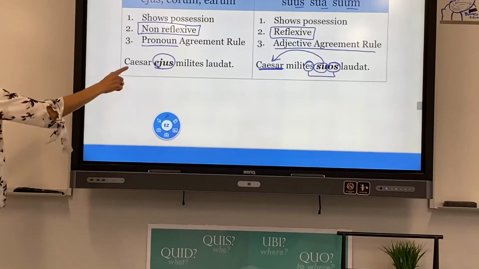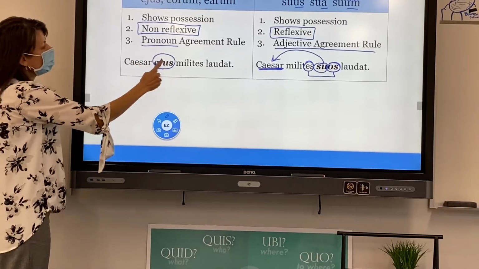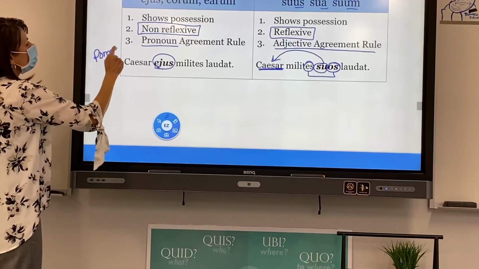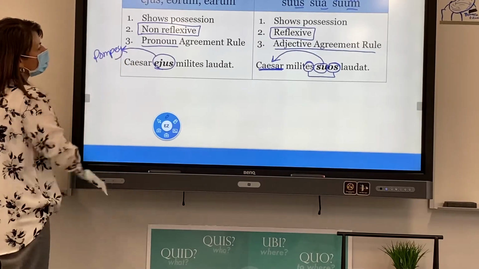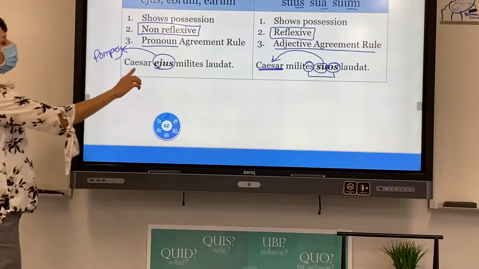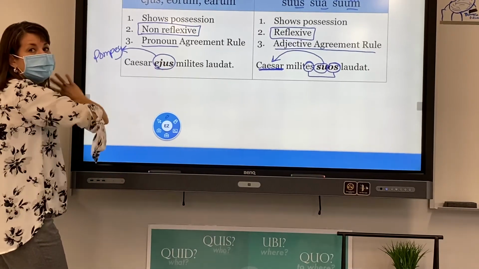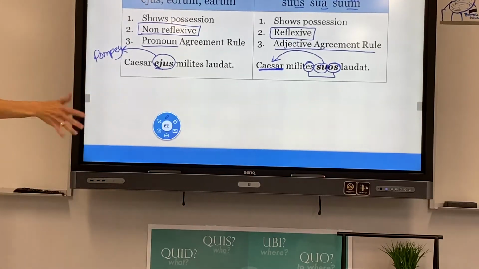Now what's the difference over here? This one is not reflexive. This does not go back to Caesar. The his here is not Caesar. There may have been a sentence before this about Pompey, and maybe it goes back to that dude. So this is saying Caesar praises his soldiers, but it's not his own soldiers, it's some other guy's soldiers. It's not reflexive back to the subject. It goes to the antecedent if the antecedent is someone else. And that's the difference.